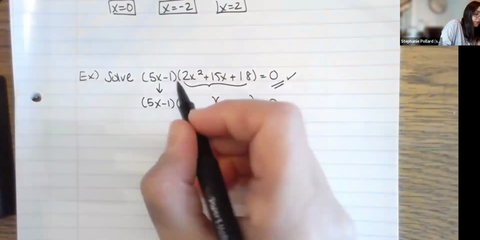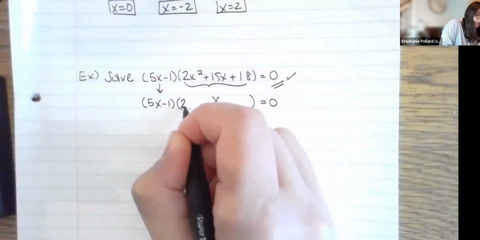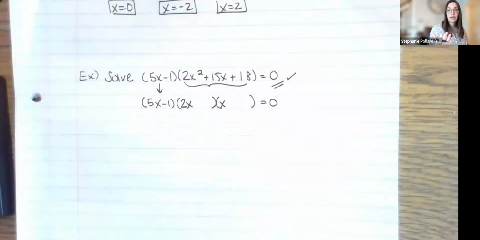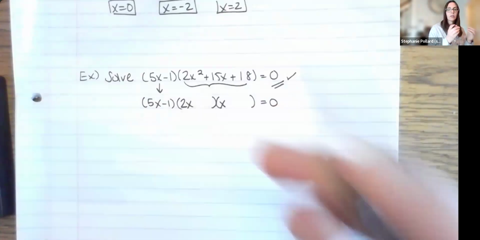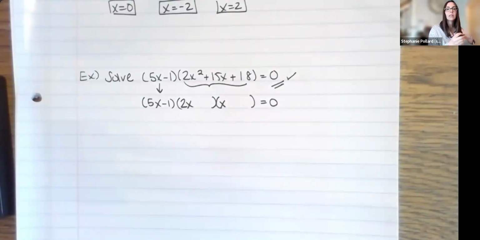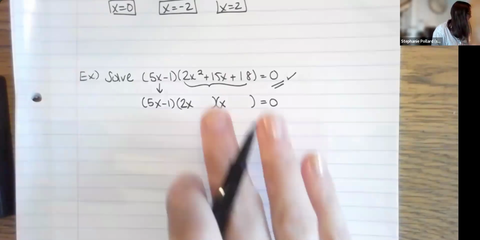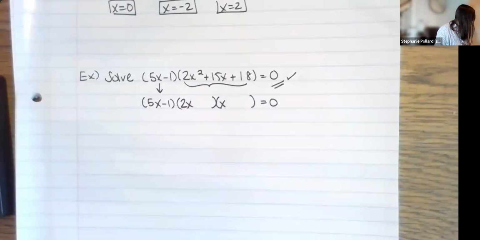Now, the first term is a 2x squared, so it's got to be a 2x and an x if I'm using the trial and error strategy. Your last term is 18, so there's lots of factor pairs there, right? 1 and 18, 2 and 9, 3 and 6. So if you're doing trial and error, you have quite a bit to try to figure out the right combination so that we can get that 15 in the middle.